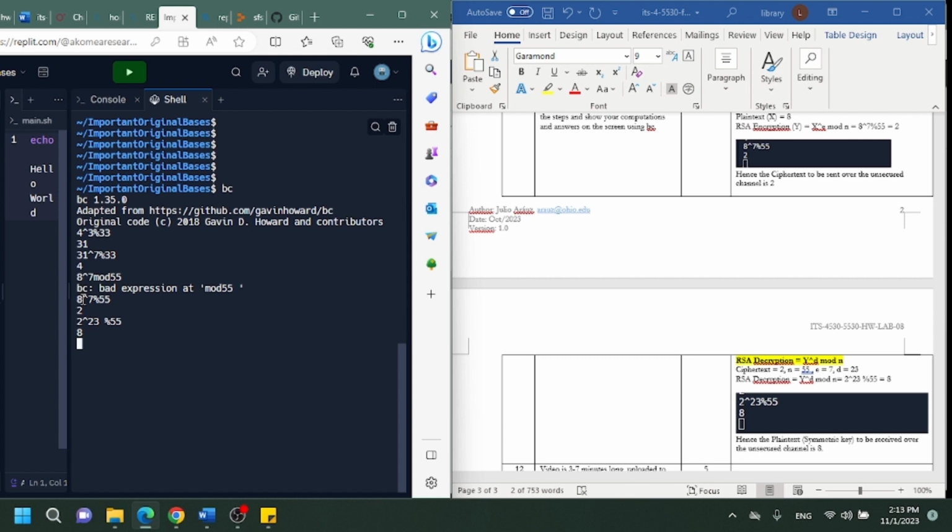So we took a plain text and encrypted it with the knowledge of the public key that we were given, and then we got the ciphertext. We took the ciphertext with the knowledge of the private key, and we were able to do the modulus of that and get the plain text back.